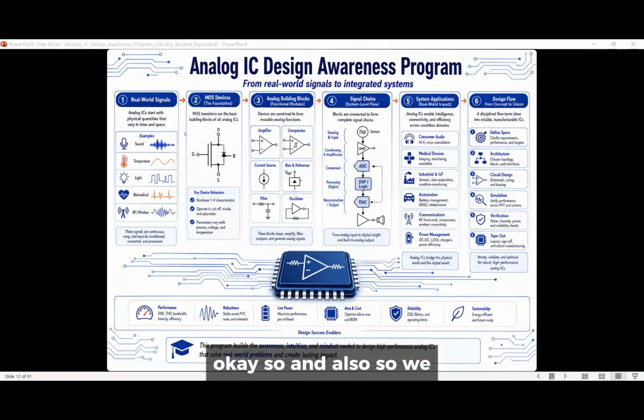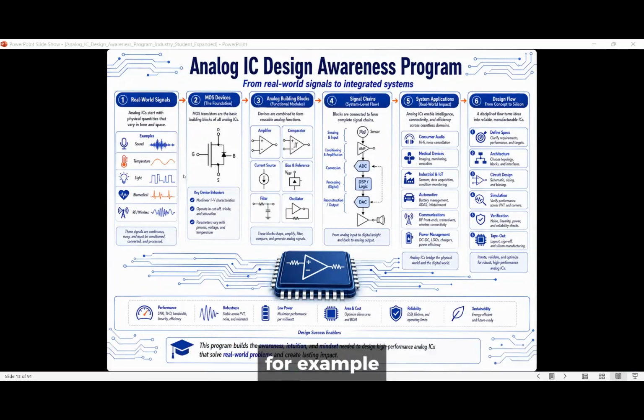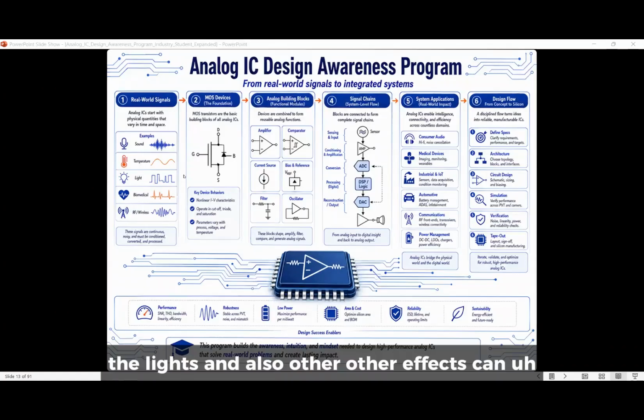Okay, so analog. In the real world, the signal is quite small, right? For the sensor here, the signal is coarse and also small, and temperature variation can vary the response of the circuit. So other signals in nature, for example, light and other effects, can be amplified or sensed by our analog circuit.